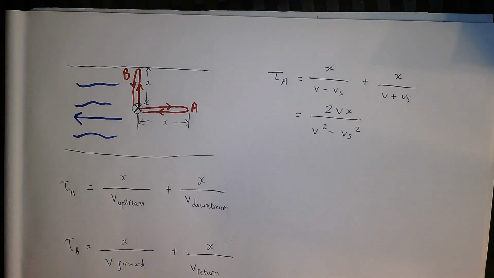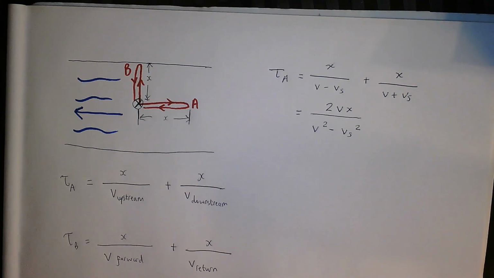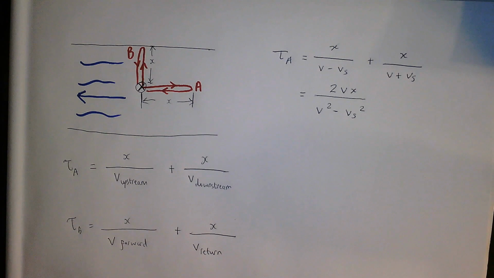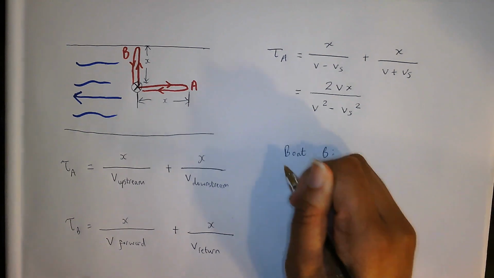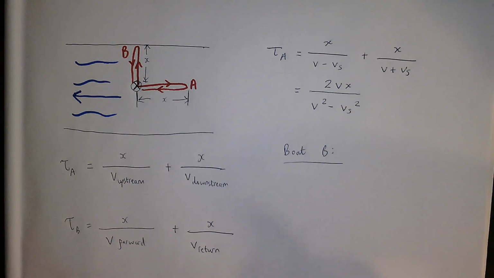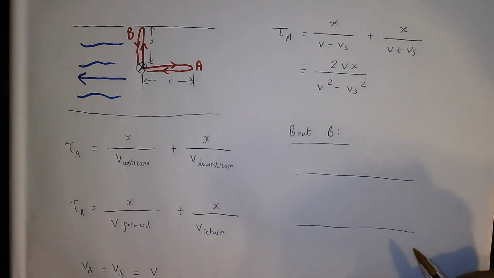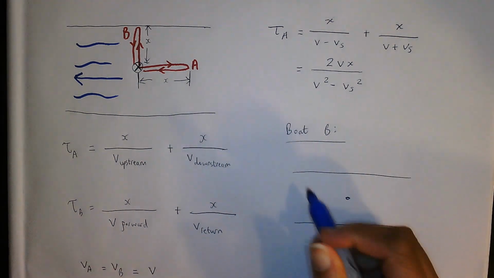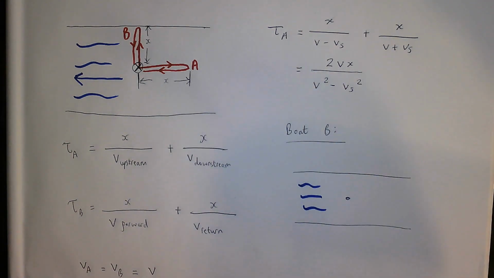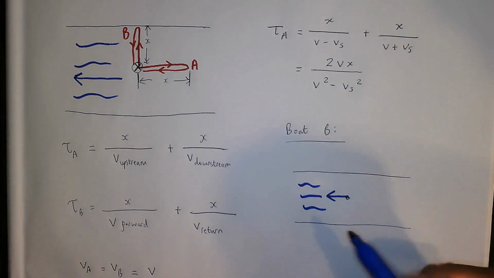Okay, so now we need to do something similar for boat B. We need to work out how long it takes boat B to complete its whole journey. So for boat B, if I draw a diagram with the river again, so here's the river, and there's the buoy, and here is the stream, and the stream velocity is still in this direction, there.